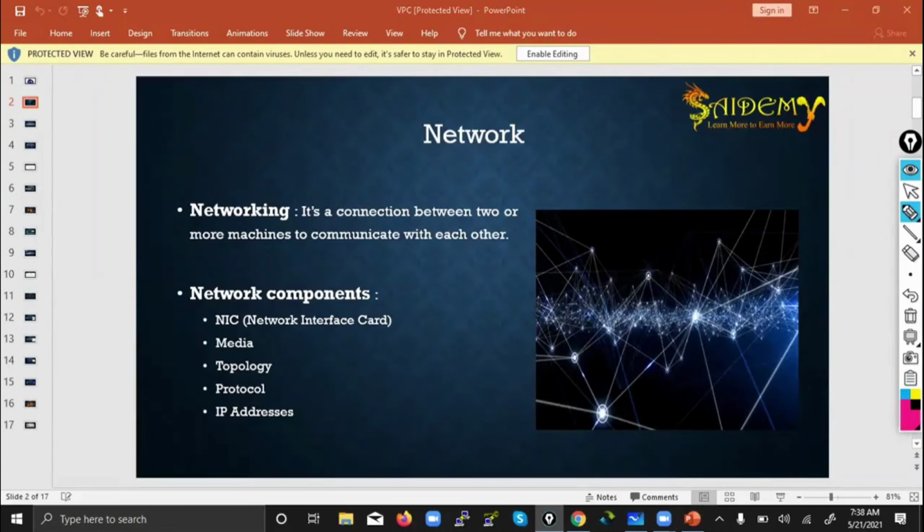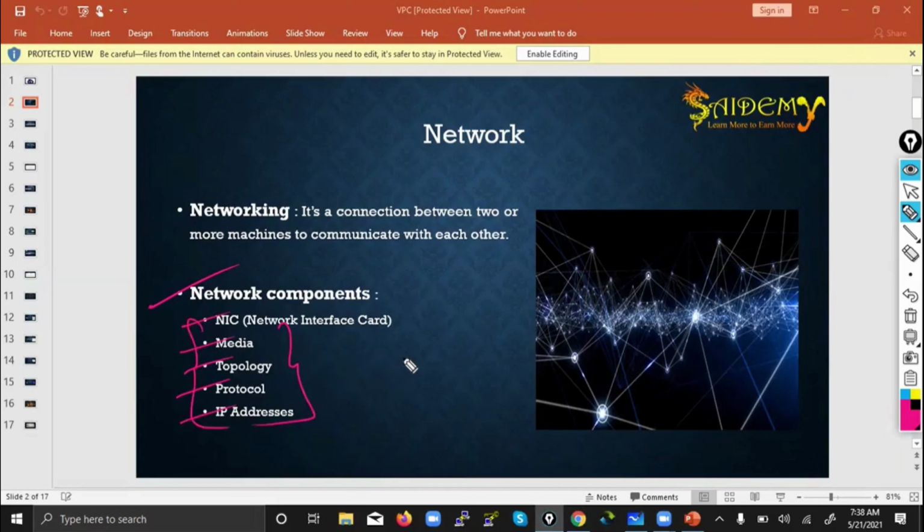So let's start with the definition of network. It's a connection between two or more machines to communicate with each other. So we already discussed networking means two words you should use for definitely: connection and communication. Only if you connect any group of machines, then only they will be able to communicate with each other. That is called network. And these are the networking components like NIC, media, topology, protocol, IP addresses.